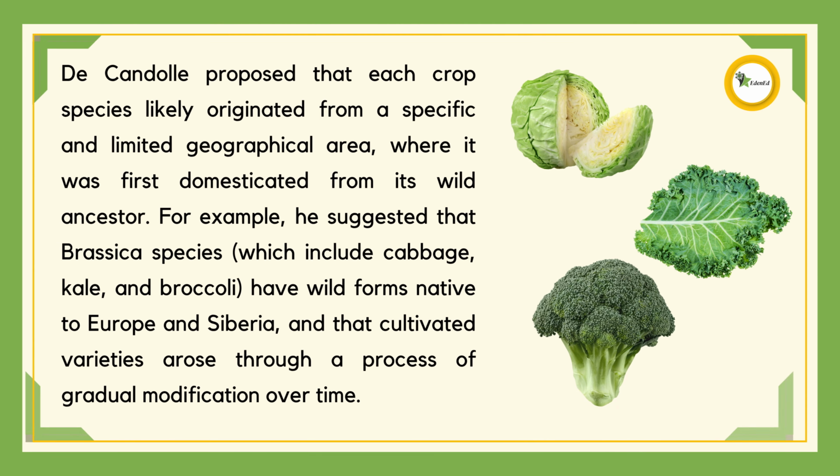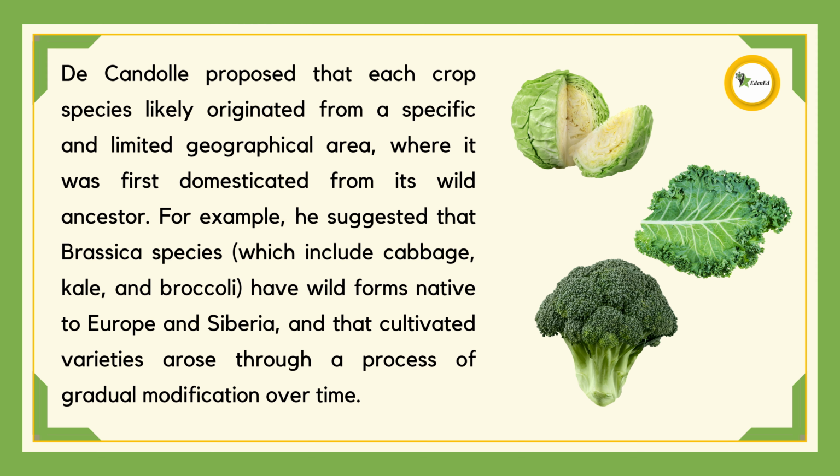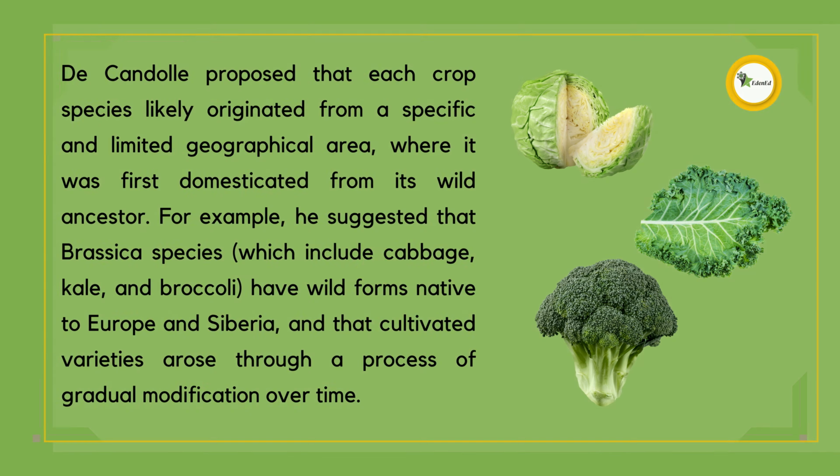De Candolle proposed that each crop species likely originated from a specific and limited geographical area, where it was first domesticated from its wild ancestor. For example, he suggested that brassica species, which include cabbage, kale, and broccoli, have wild forms native to Europe and Siberia, and that cultivated varieties arose through a process of gradual modification over time.